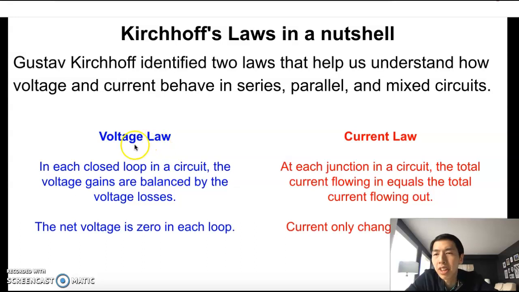So the voltage law says that in each closed loop in the circuit, the voltage gains are balanced by the voltage losses. So the net voltage is zero in each loop. So you'll see what I mean, hopefully, later when I show you pictures of actual circuits. I'll point out what he means by a closed loop and also what he means by voltage gains being balanced by the voltage losses. But this has to happen in every closed loop in a circuit.